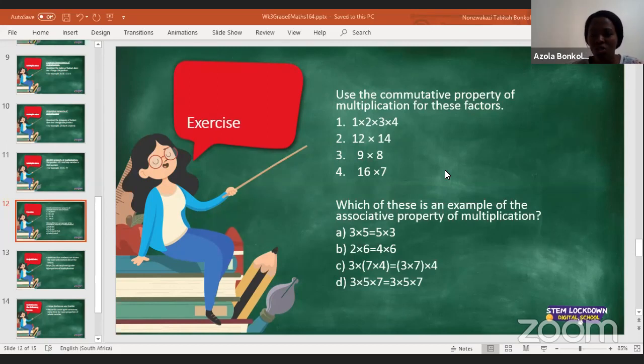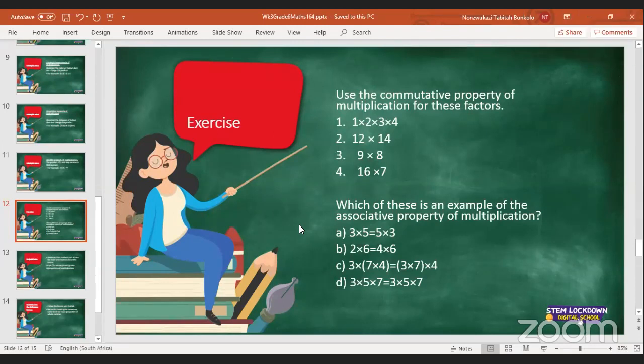All right, now the last question for today. Which of these is an example of associative property of multiplication? Which of these is an example of associative property of multiplication? Yes, Zandile?